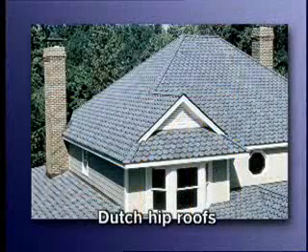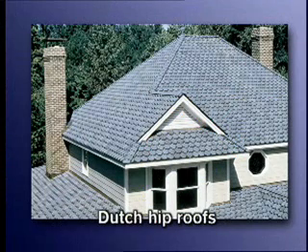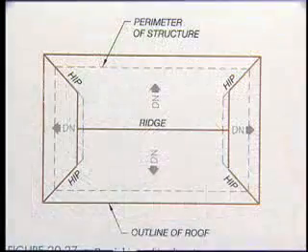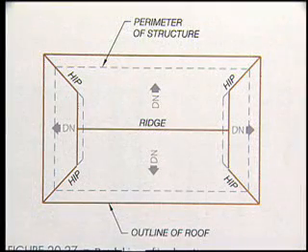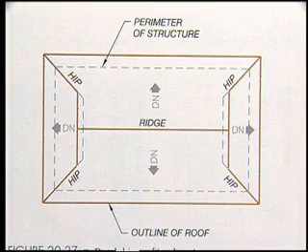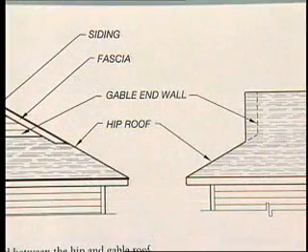Dutch hip roofs are a combination of hip and gable roofs. The upper gable end is typically used to vent the roof. The Dutch hip roof plan shows the intersection of the hips and the gables. Their elevations look like this.